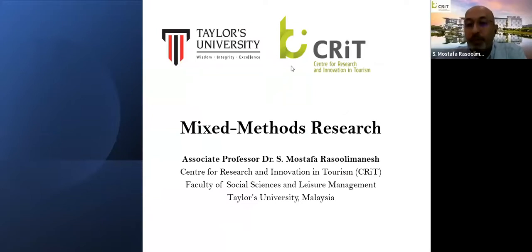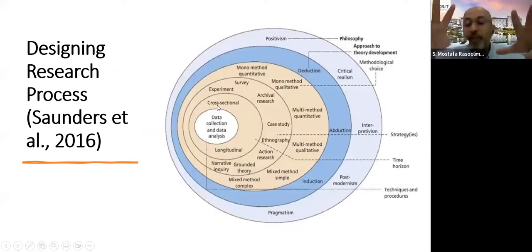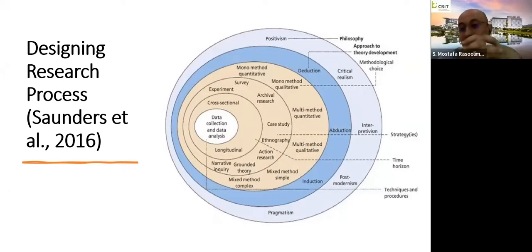Okay. Are you familiar with this research onion, the Saunders research onion? When we want to design our research methodology for our thesis or paper, we have to consider a few layers. We cannot jump to the methodological choice. We have to pay attention to other layers to make the right choice for our methodological approach and method. You may be familiar with this research onion, which is very useful for designing our research.